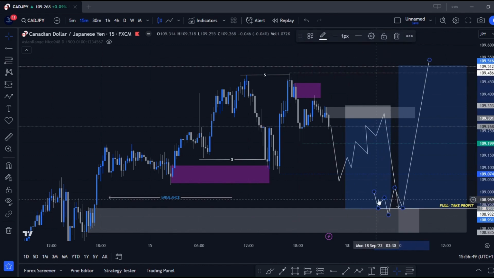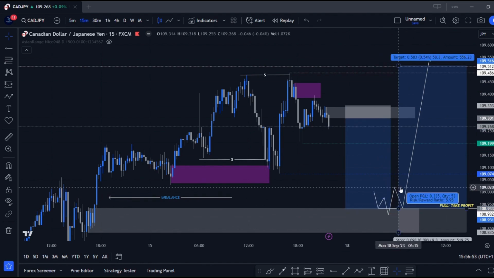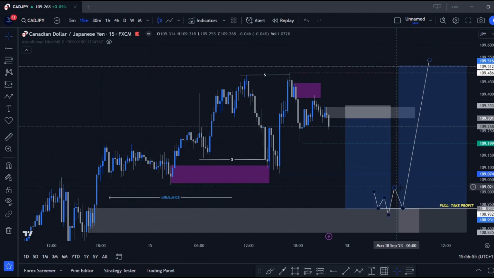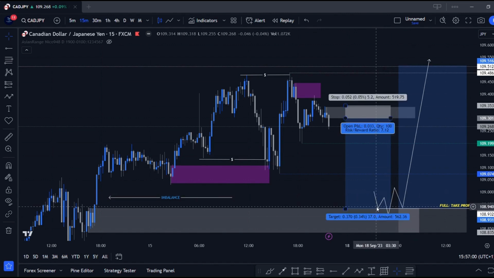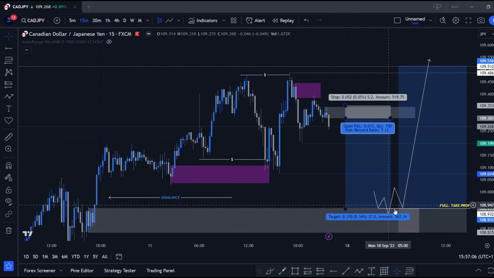As I can see here, the entry model is to wait for that clean break of the last high, and the high that caused the last high, and then price pushes back to the candle that caused these high breaks, and then enter to the upside.